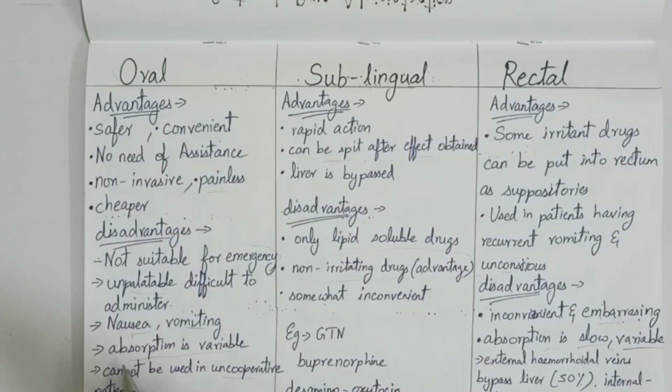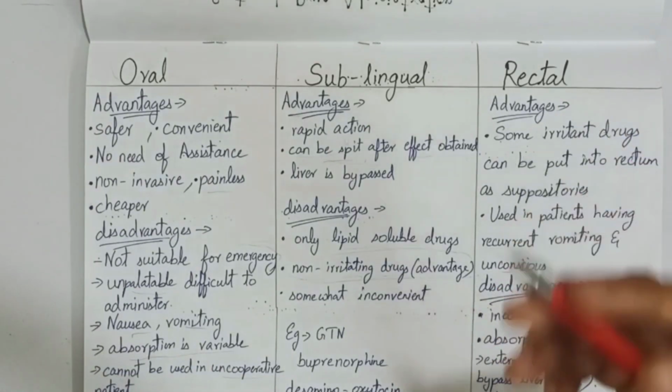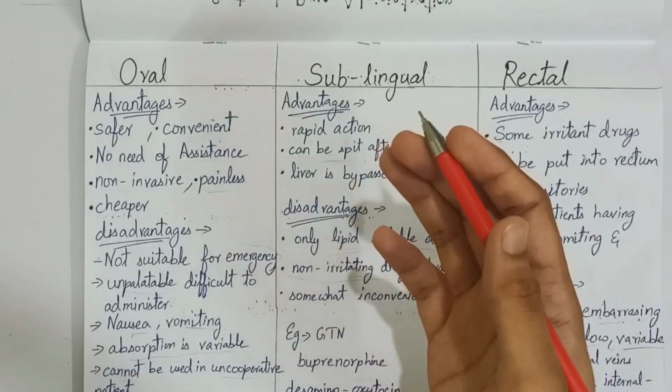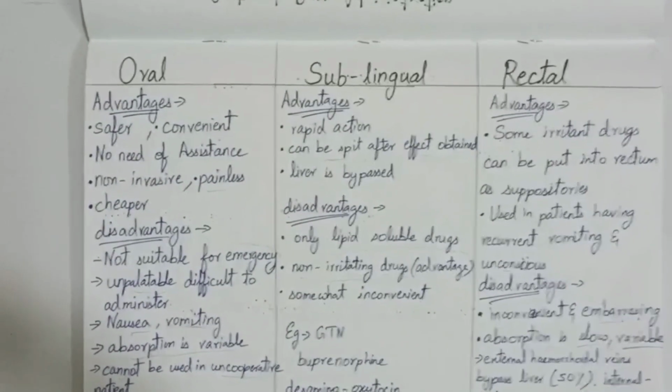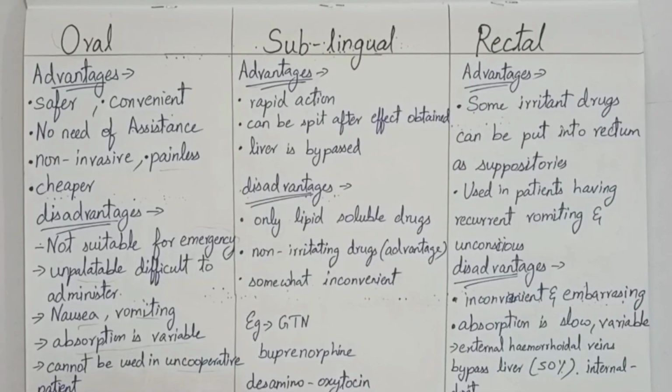The other disadvantages are that absorption is variable, which means once you take a drug, you don't know how much of it gets absorbed into the body. It cannot be used in uncooperative patients. And the examples are tablets and capsules. In tablets you can write paracetamol, Dolo 650 or something like that.